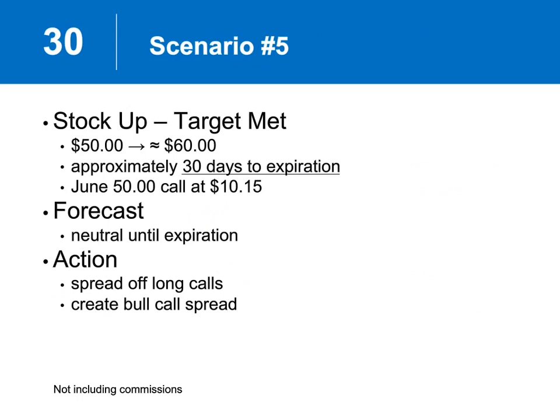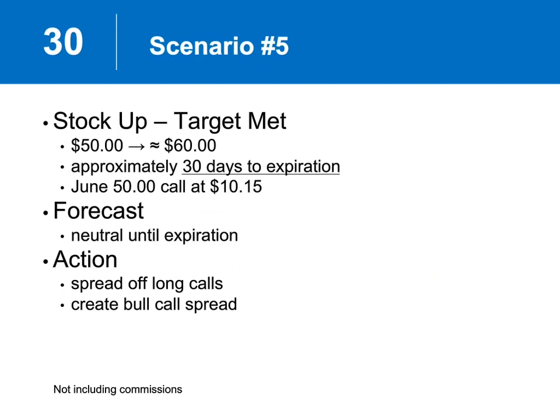So we've got these June 50 calls trading at $10.15. Forecast, we've had this big run. Well, we think the stock's going to pause. Not really going to pull back necessarily, but pause. So we're neutral on the underlying over the next 30 days.